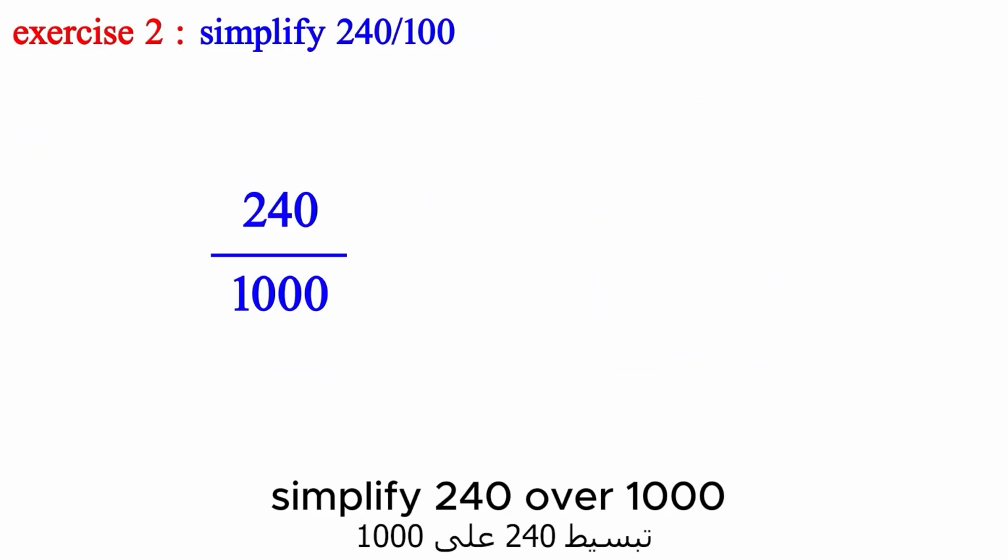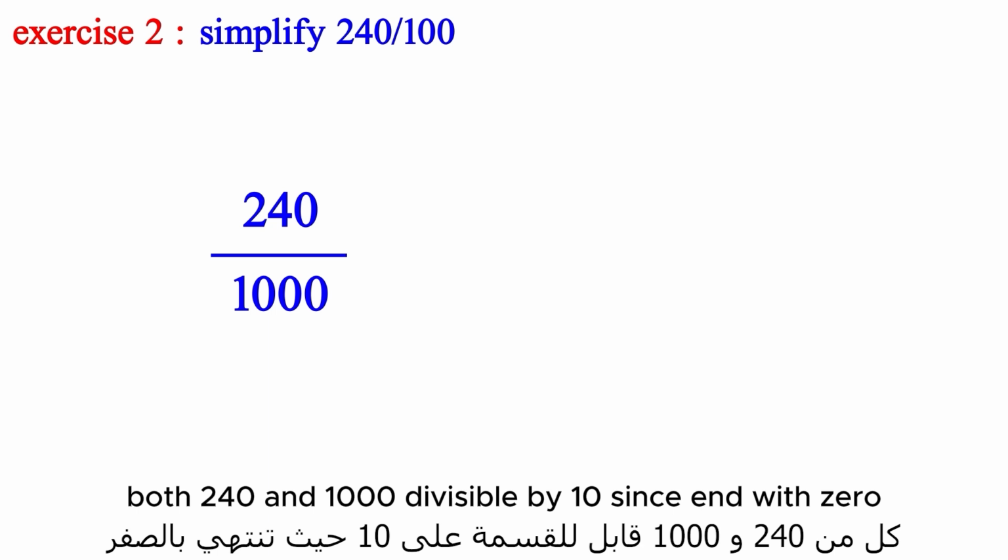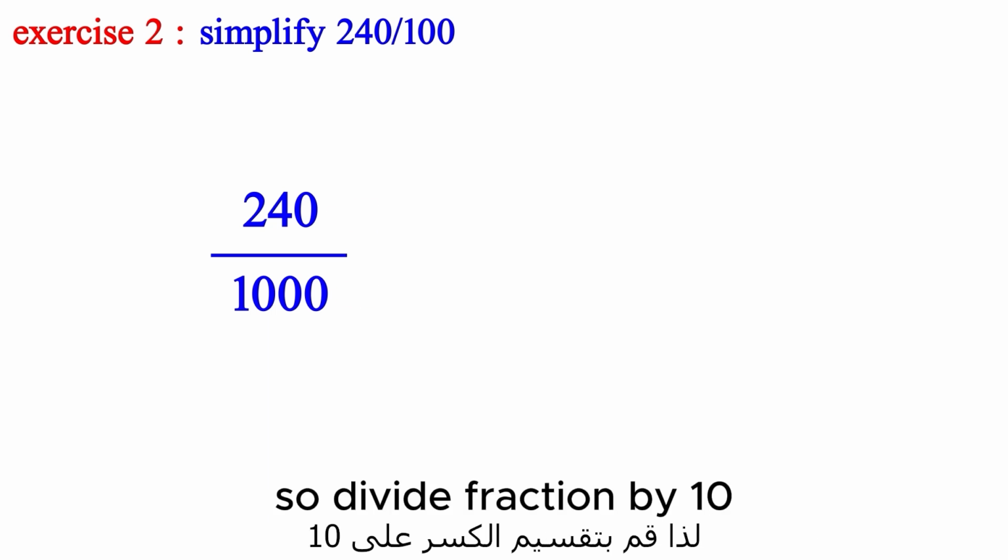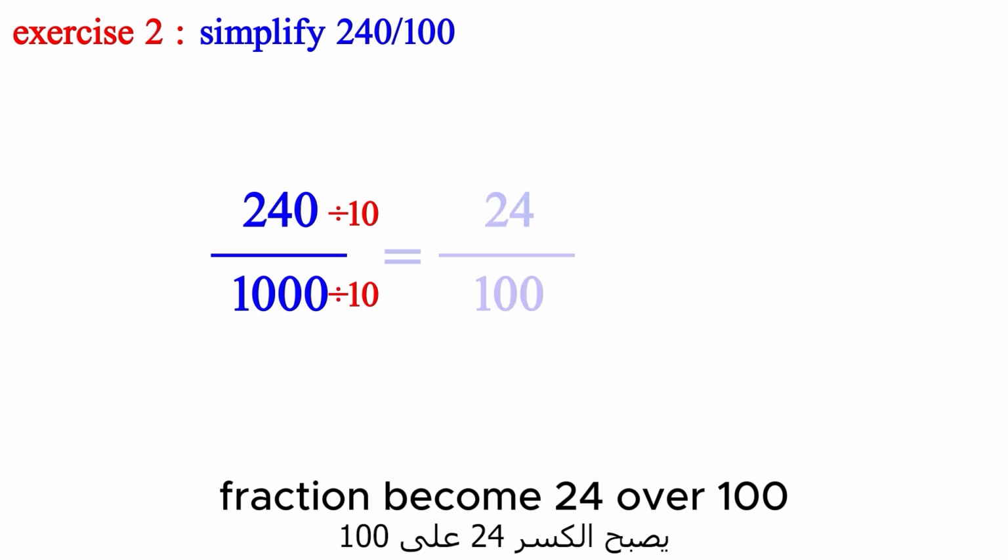Exercise 2. Simplify 240 over 1000. Both 240 and 1000 are divisible by 10 since they end with 0, so divide the fraction by 10. The fraction becomes 24 over 100.